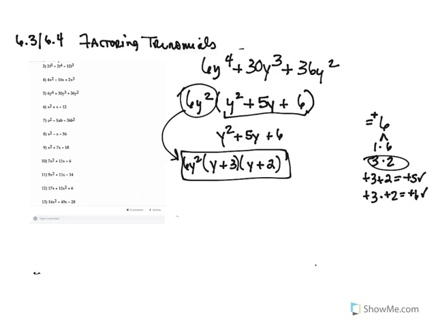All right, another one. Actually, I'm not going to do any more in this one. I'm going to end this video and label it GCF, factoring trinomials, and then I'm going to do another video with more examples.